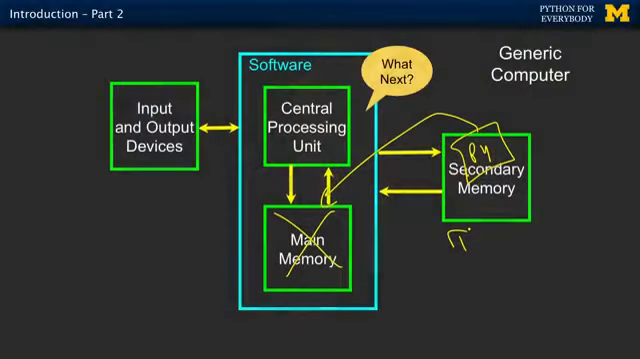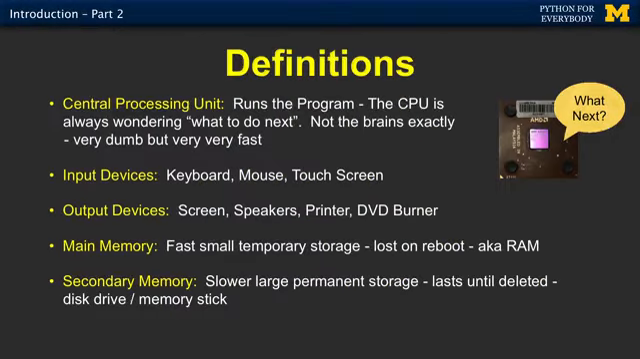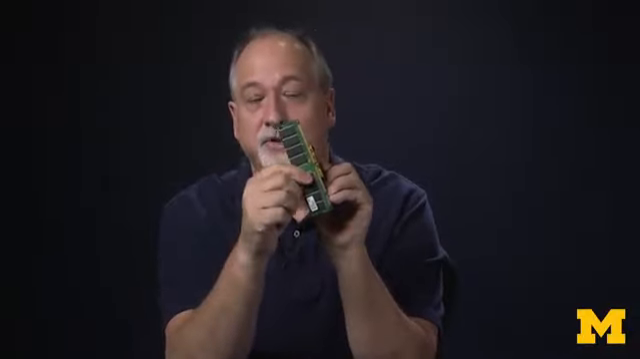So in the summary of this picture, the thing I really want you to get out of it is a series of definitions. The central processing unit is very simple. It's the closest thing computers have to a brain, and it wants to answer the question, what to do next. But we have to feed it the answers through memory, which is your programs. And then we have input devices, output devices, the main memory, and then the larger permanent storage in the secondary memory.